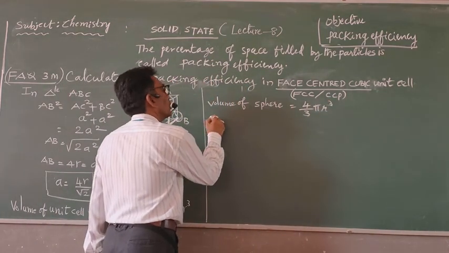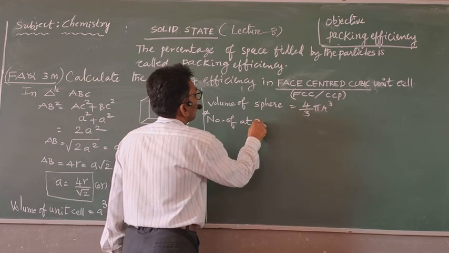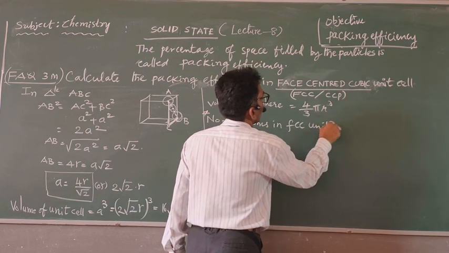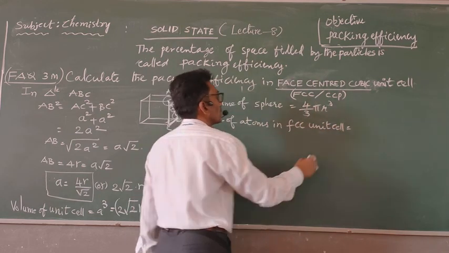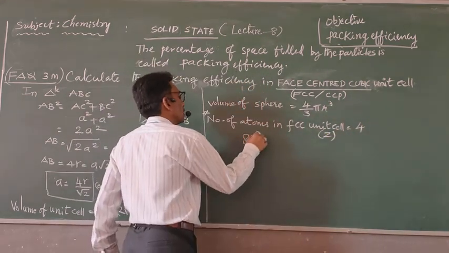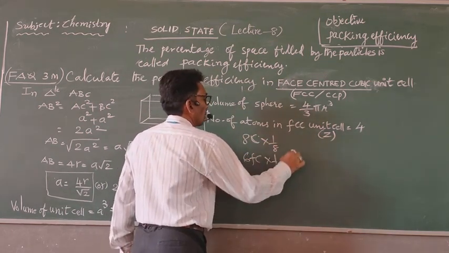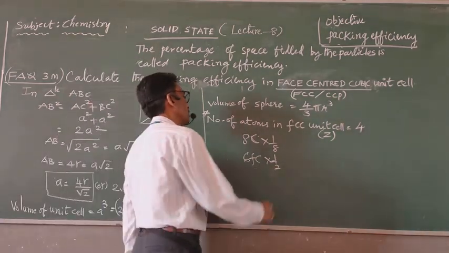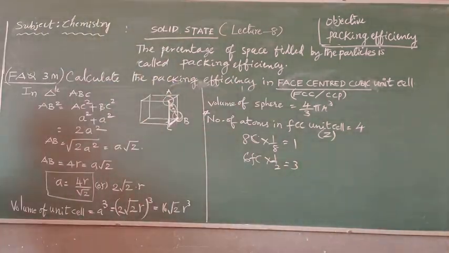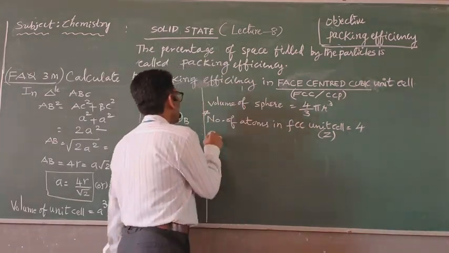Next, number of atoms. This is crucial. Number of atoms in unit cell. In FCC unit cell, which is denoted by letter Z, that is 4. How has it happened, dear students? 8 corners, contribution 1/8 at each corner, 6 face centers, contribution 1/2 at each face center, then 1 plus 3, 4 is the answer. No need to explain in this case. That is separately discussed. For understanding purpose, I just recall, dear students.